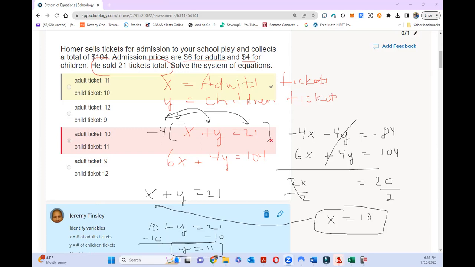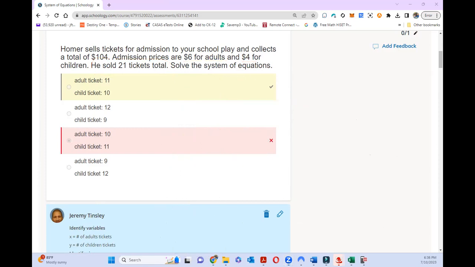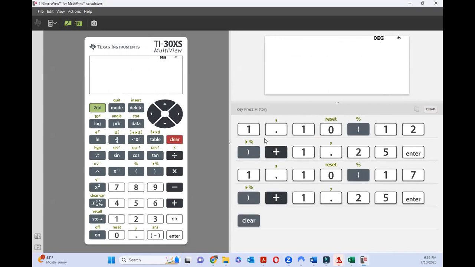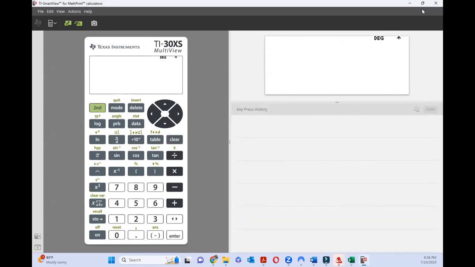You see all that work we did? I just plugged it in. I got the answer. Listen, plug this in. That's a lot of work. So that's how you would do it algebraically, right?